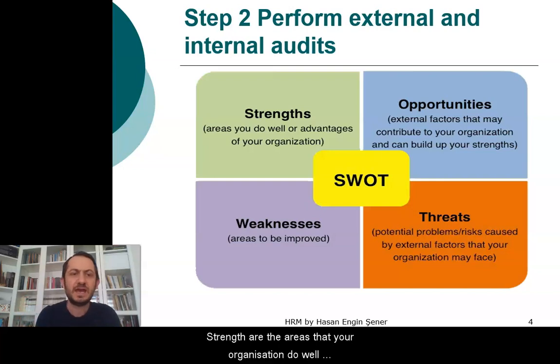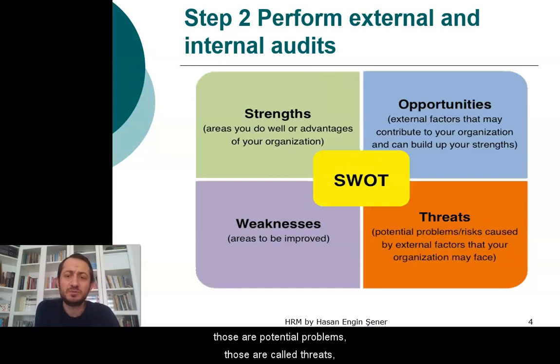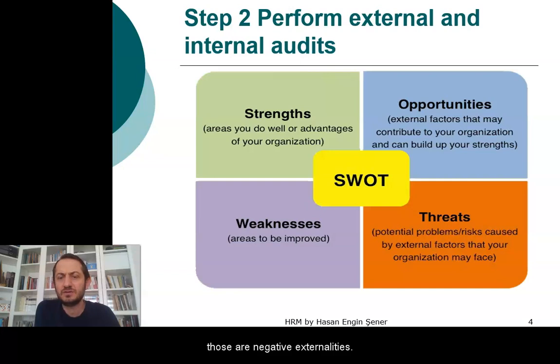The strengths are the areas that your organization does well when compared to your rivals, and weaknesses are the areas to be improved when compared to your rivals. In terms of opportunities, they are the positive externalities that may contribute to your organization. If it does not contribute to your organization, those are potential problems, those are called threats, those are negative externalities.